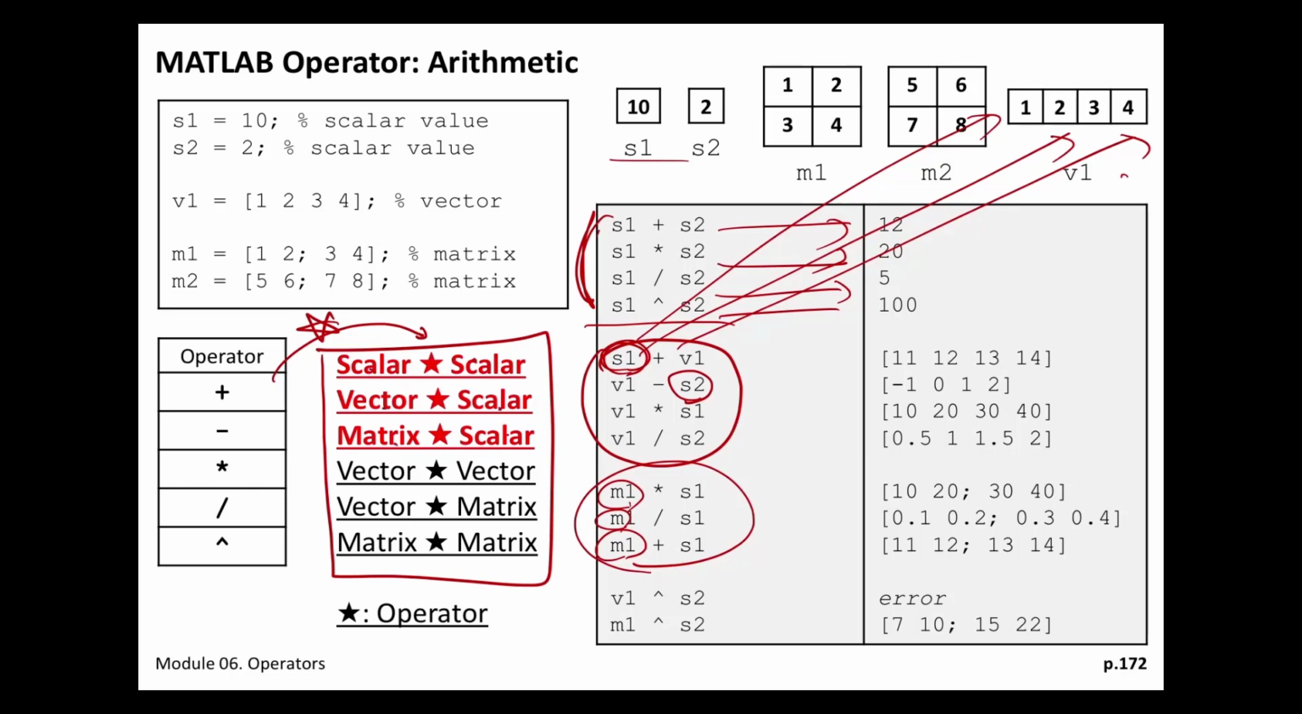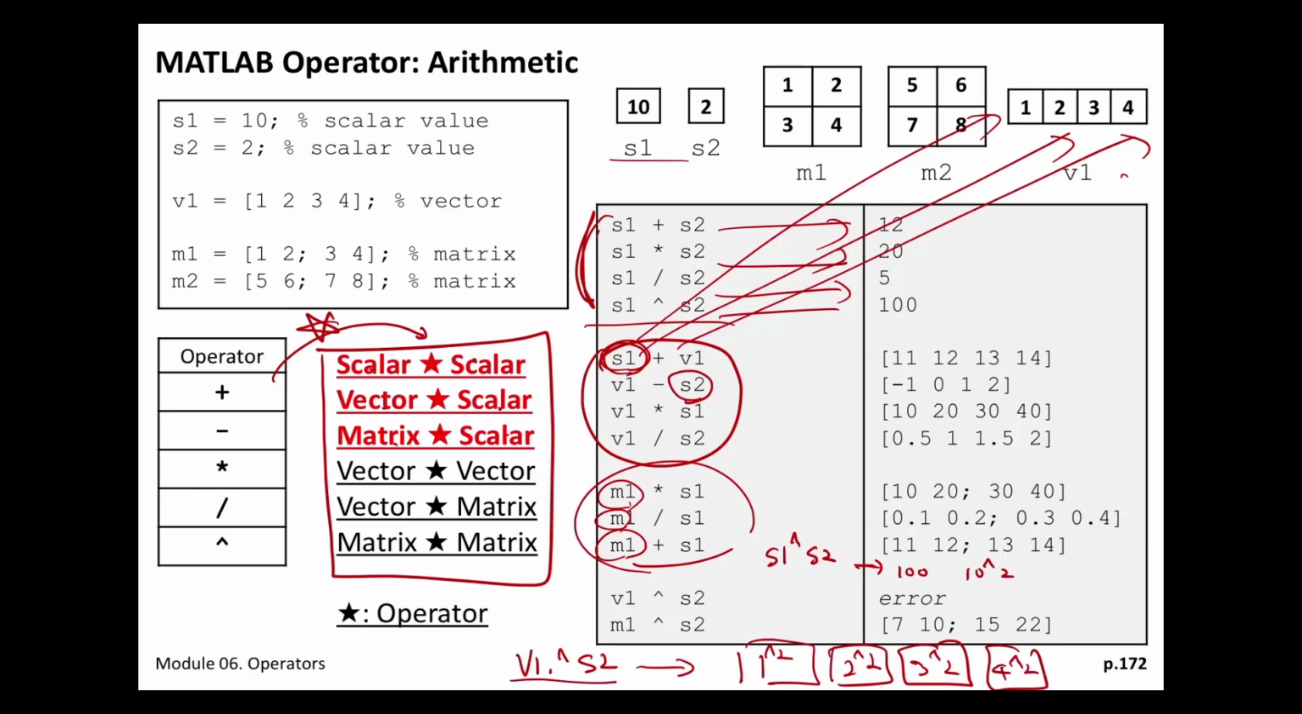What is this, the caret operator? For instance, S1, this one becomes 100, right? 10 to the power of 2. What about this one? That is the element-wise power of S2. For instance, here, this one becomes 1 to the power of 2, 2 to the power of 2, 3 to the power of 2, 4 to the power of 2.